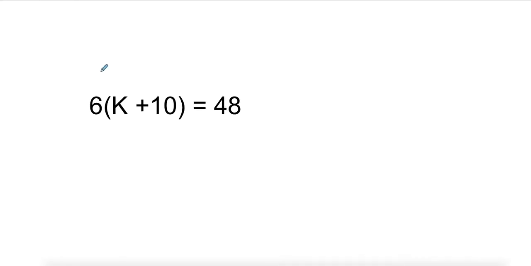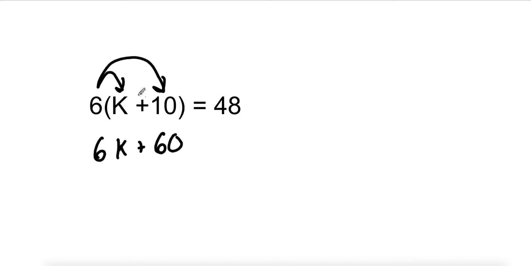Now, in this next example, I'm going to do the same thing. I'm going to distribute my coefficient 6. So I'm going to have 6k plus 60. And again, you want to make sure that you distribute all throughout the parentheses. A common misconception that I see is that some people will get the 6k and they'll drop down the 10 because they forget to multiply. So make sure that you multiply both of these. So once I multiply that, I know that's equal to 48.